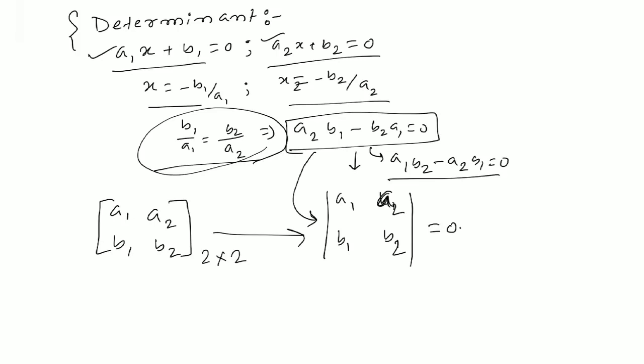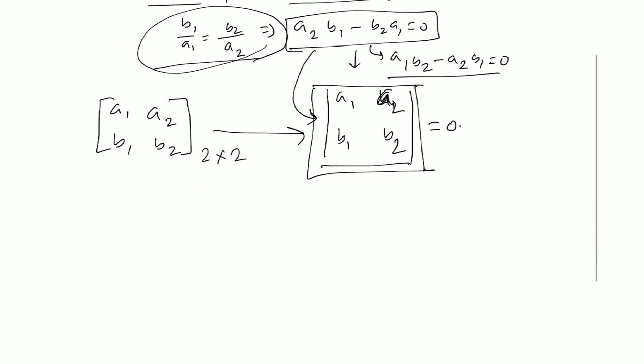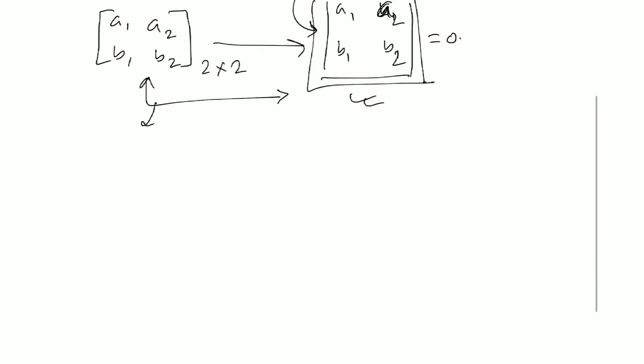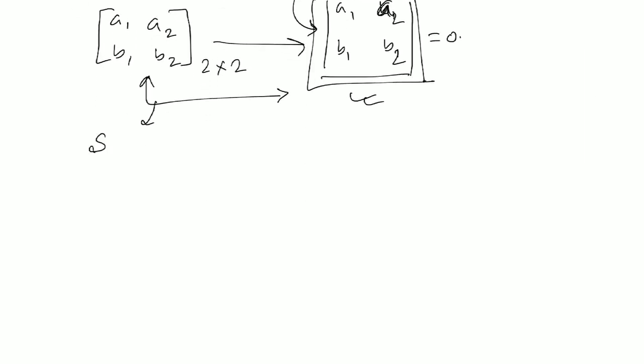Now remember, in the previous chapter we had such a type of matrix. We used to call it a 2 by 2 matrix. Similarly, we will call this a determinant of order 2. The main difference between a matrix and a determinant is that a matrix is an arrangement while a determinant is a value. This must always be a square matrix.